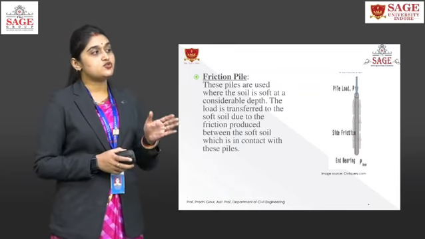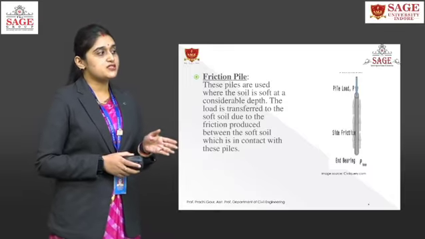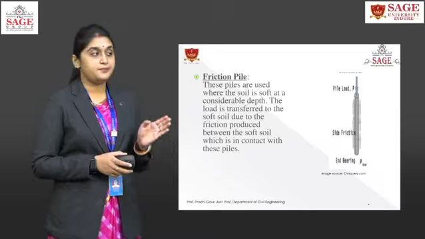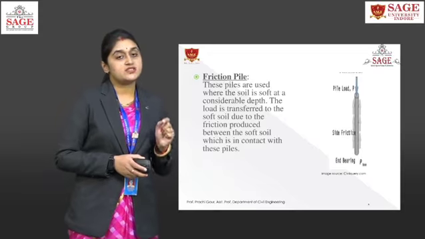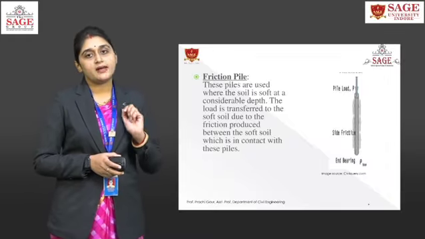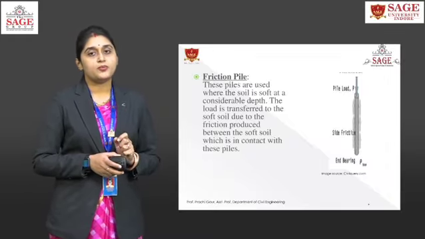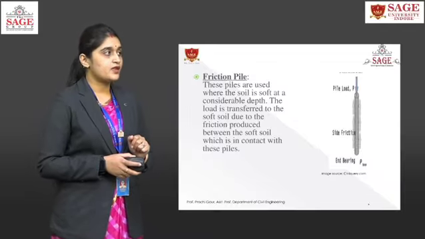So these piles are used where the soil is soft at considerable depth. The load is transferred to the soft soil due to friction produced between the soft soil and the pile, which is in contact with the soil. That is what I was talking about, that there is an opposing force acting on it. So that is the friction pile.